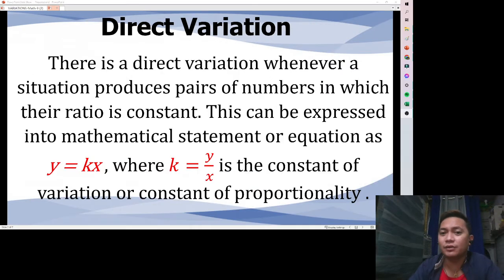First, we will discuss the definition of direct variation. There is a direct variation whenever a situation produces pairs of numbers in which their ratio is a constant. This can be expressed as a mathematical statement or equation as y = kx, where k = y over x. This is the constant of variation, or we can call it the constant of proportionality. So we will use y = kx as our equation, but possibly the values or letters may change. Okay?